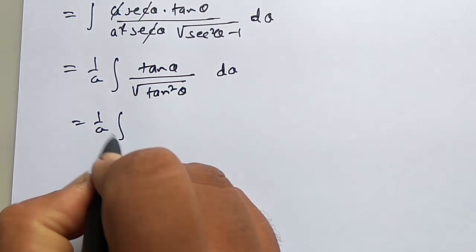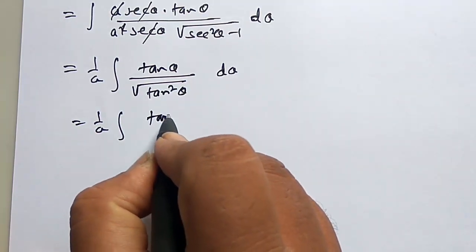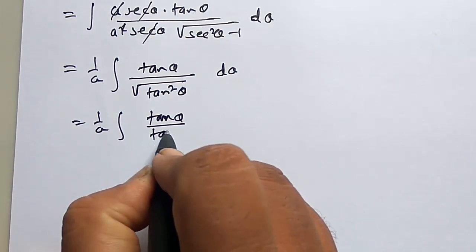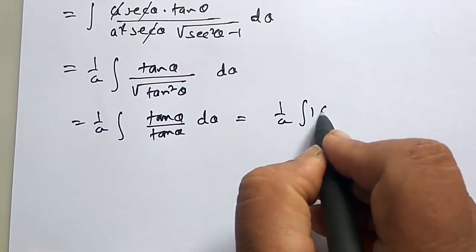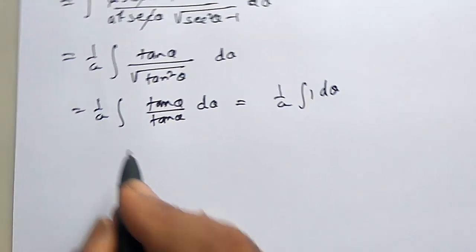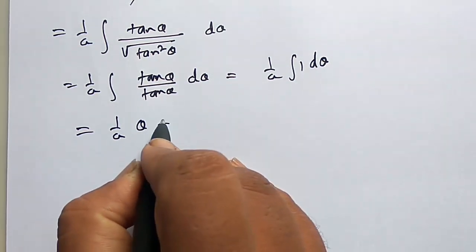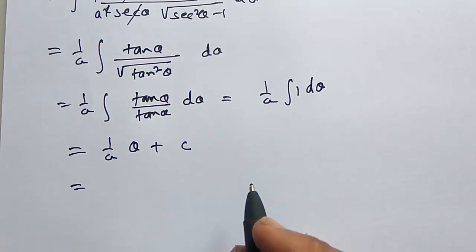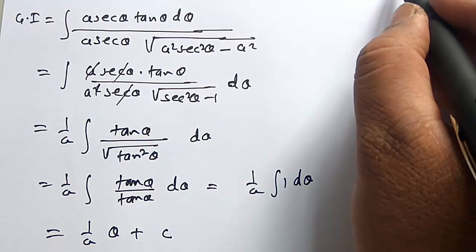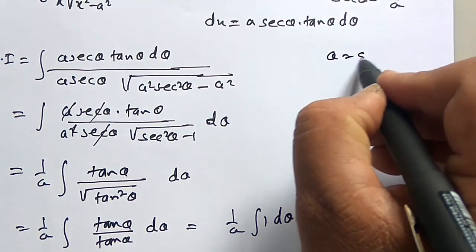So 1 upon a, here tan theta upon tan theta d theta. So this is equal to 1 upon a into 1 d theta. So the integration of this is 1 upon a theta plus c. So this is equal to, sec theta is equal to x upon a. So theta is equal to sec inverse of x upon a.